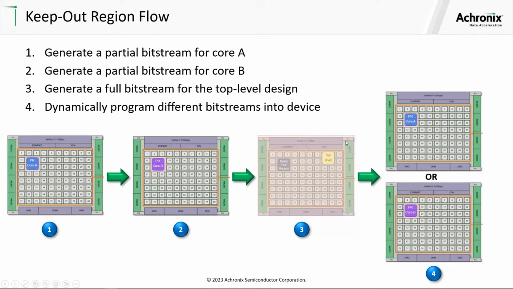And then the third thing I would create is the overall design, what we call the top level design, that's going to use that partial reconfiguration keep out region that core A and core B will be swapped in and out of. And that's kind of what the last step is. You run the FPGA, power it up, and then you load it with either function A or function B. And of course, you can dynamically swap between the two as needed.